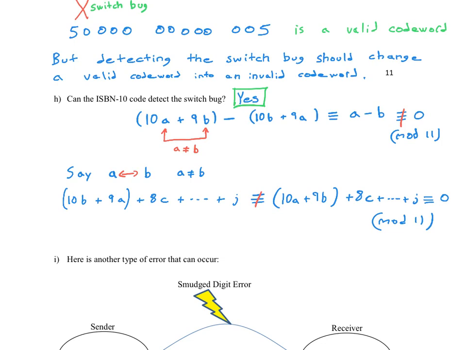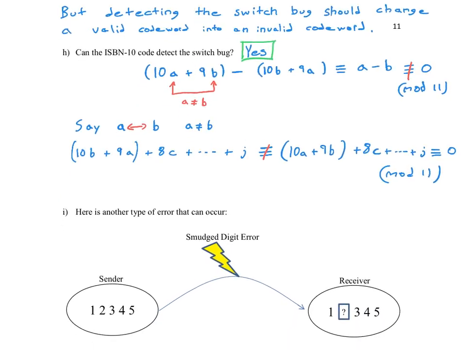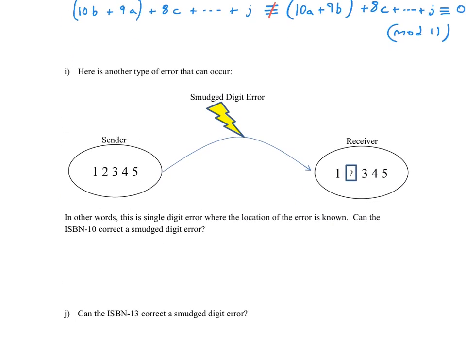There's one more type of error that we're going to discuss in this video. This one I've called the smudged digit error. So in this scenario, what you have is some digits being sent away, and then during the transmission, one of the digits has its information lost. But you do know as the receiver which digit it is. So I think of it like, there's a finger that came in and smudged that part away, and we lost that information.